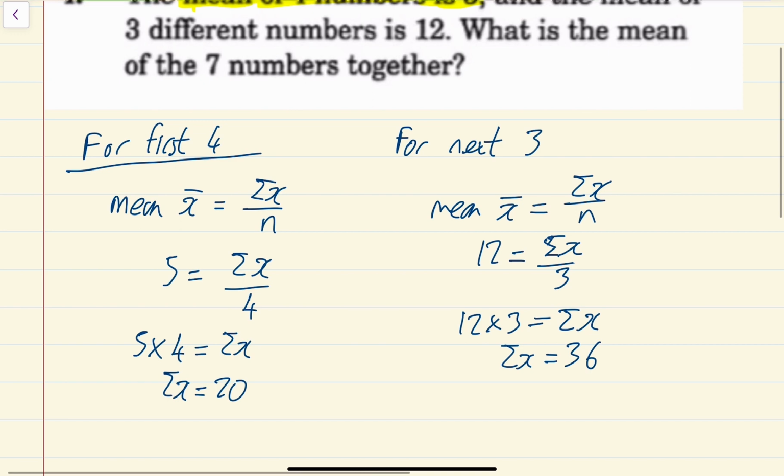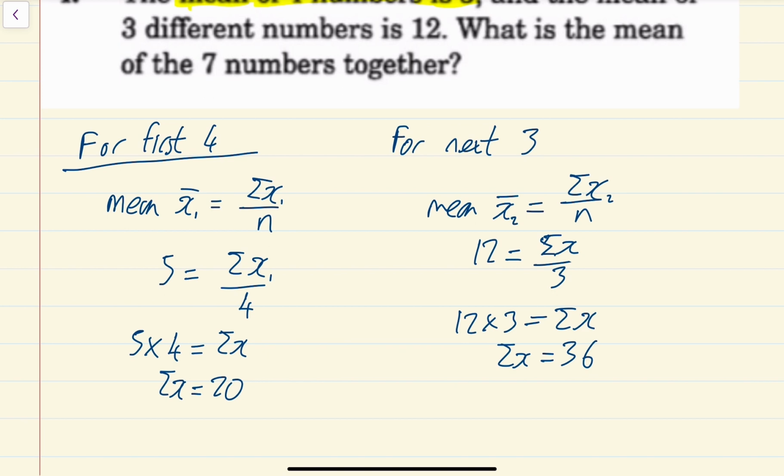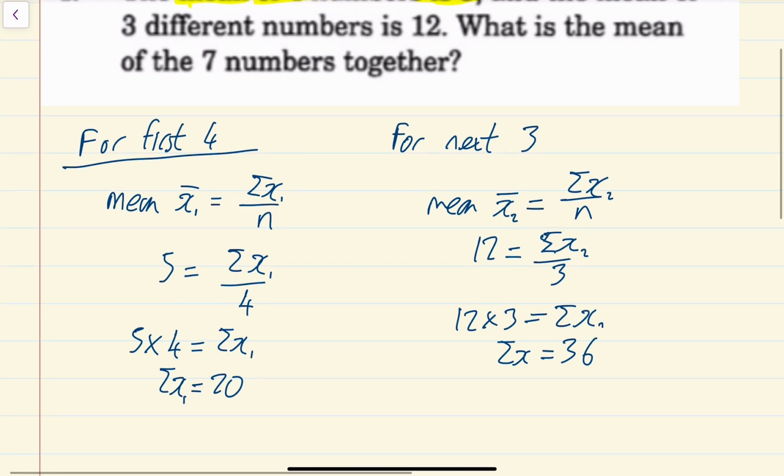To avoid a bit of confusion, what you could do is say the mean x bar 1 is equal to sigma x 1 over n 1, and the mean x bar 2 is equal to sigma x 2 over n 2. That maybe makes it a bit less confusing, but it's the same idea. If you don't like that, just do it the way I had done originally. It will be absolutely fine.